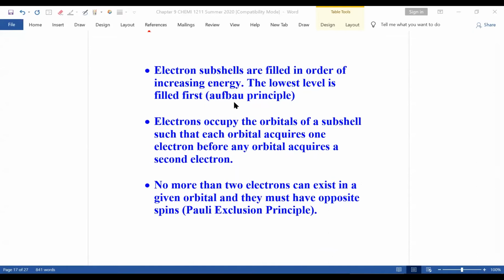And electrons occupy orbitals in a subshell such that each orbital acquires one before any other orbital acquires a second. We won't go into this. This is also called the bus seat rule. And why bus seat? Because when you go onto a bus, you'll probably take the empty seat before you sit next to someone you don't know.